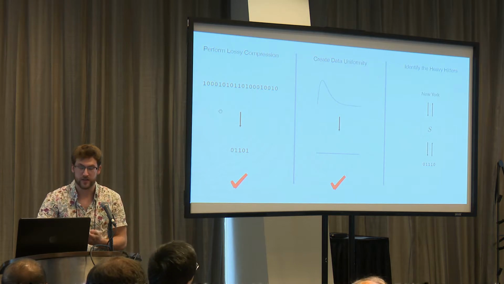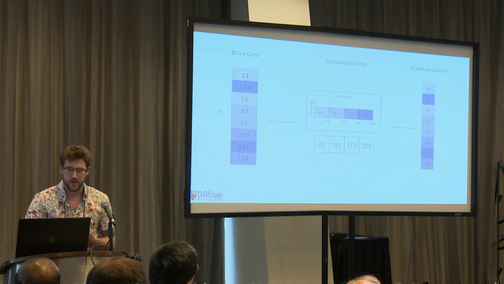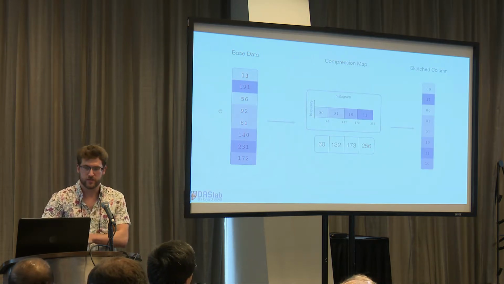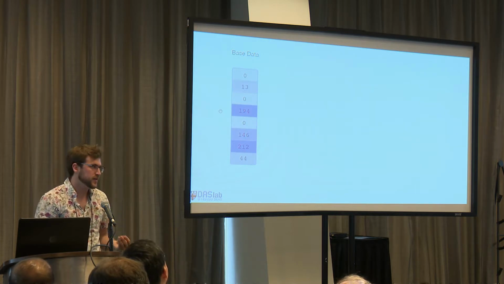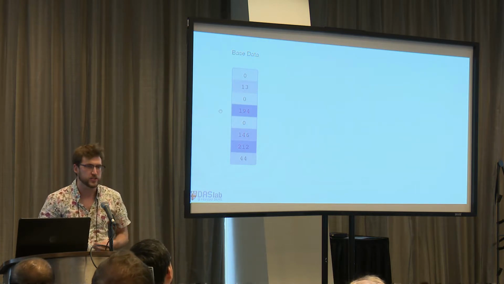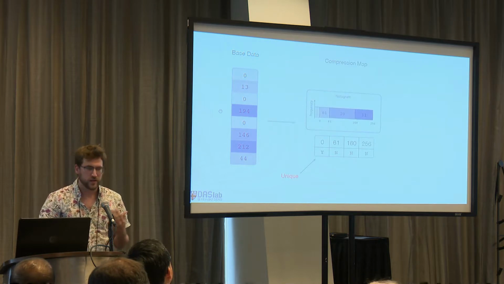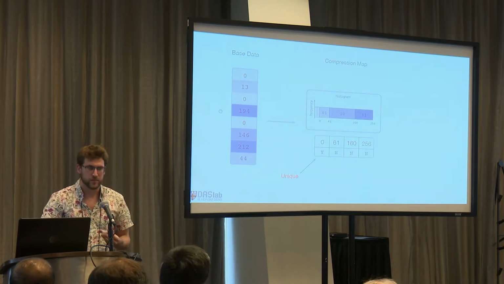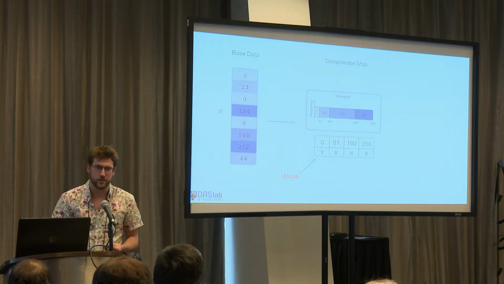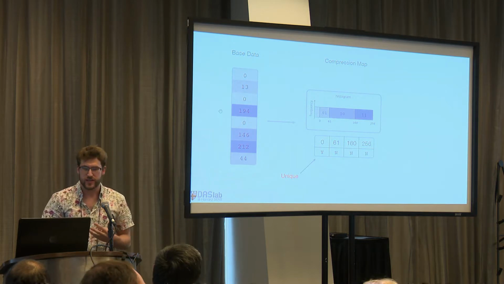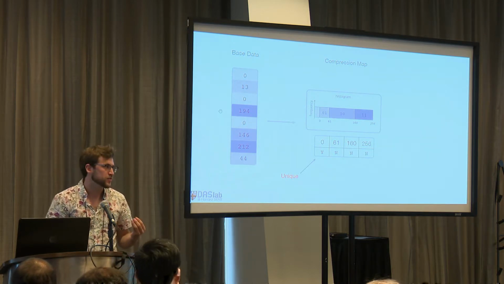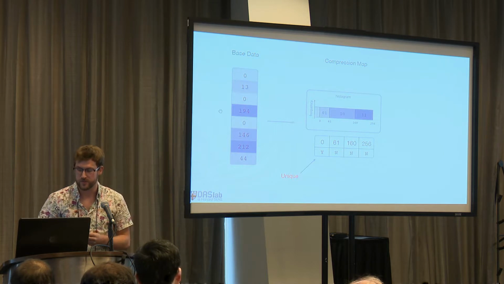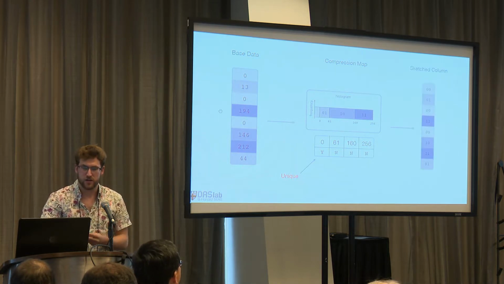So how do we handle this from a mechanical standpoint? This was our original column sketch. This is our new base data. It has a heavy hitter 0, which appears quite frequently. We're going to build this map in the same way, but this time when we sample, we notice that 0 is frequent, and so we just essentially have the map store that there's only a single value assigned to this code. And then we write out the sketch column as usual.